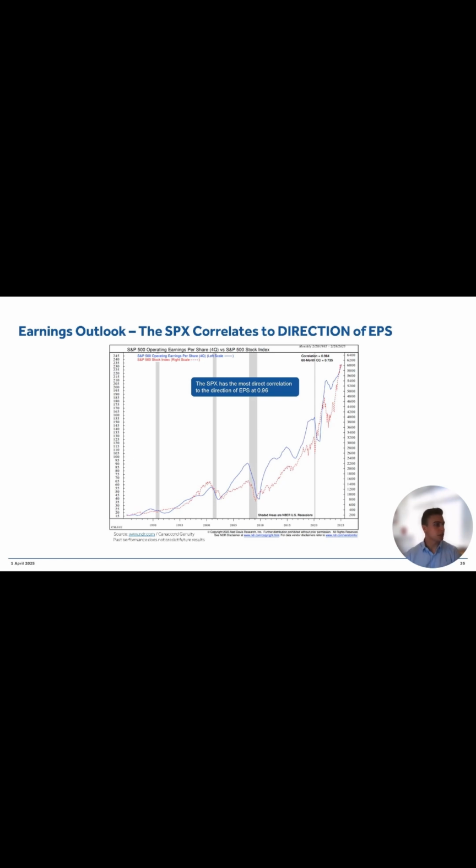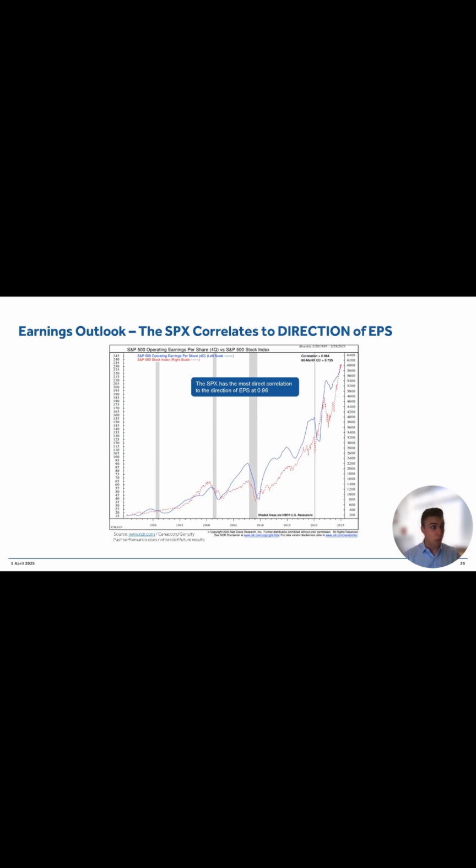All right, so this is the chart that we wanted to show you here. What this chart is saying is, on this blue line here, this is the operating earnings per share in aggregate of all the companies in the S&P 500. This red dashed line is the price of the S&P 500 stock index.